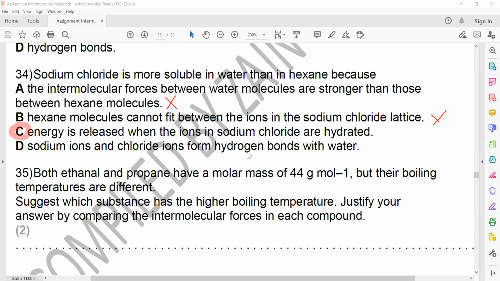Sodium ion and chloride ion do not form hydrogen bond. That is called ion dipole force. So C is the right answer, that energy is released when ions in sodium chloride are hydrated, because hydration energy is always exothermic. But why are not all salts soluble? Because their hydration energy is less than the lattice energy, so the lattice is not able to break from the hydration energy.